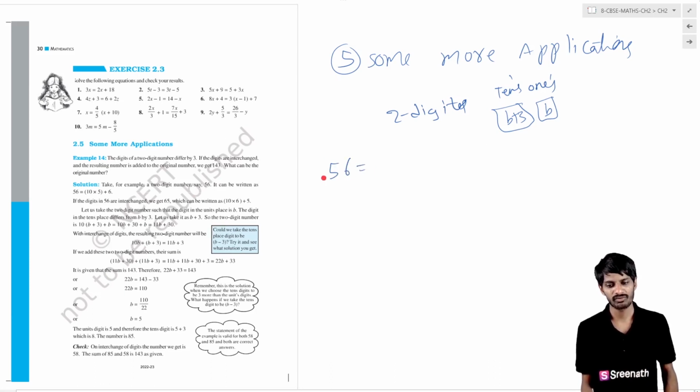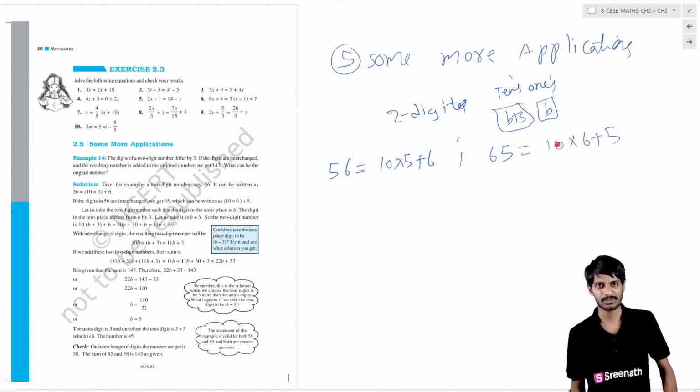Suppose there is a number 56. How can we expand it? That is 10 into 5 plus 6. This is the expanded form. 5 tens are 50, plus 6, that is equal to 56. Now what is the reverse of this number? The reverse of the number is 65. So how can you expand it? That is 10 into 6 plus 5. This is the expanded form.